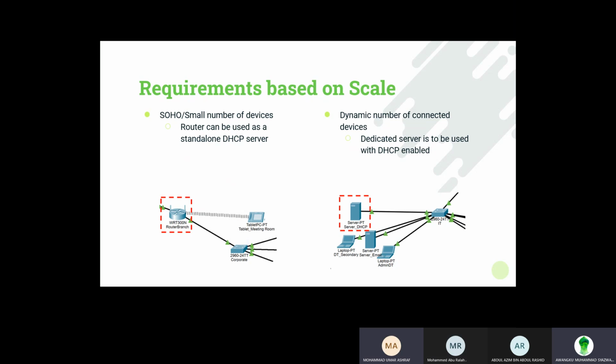Now I will talk about the requirement based on scale. There are two ways this DHCP server can be used. The first is for a small number of devices, where the router can be used as the standalone DHCP server. For a dynamic number of connected devices, a dedicated server is to be used with DHCP enabled.